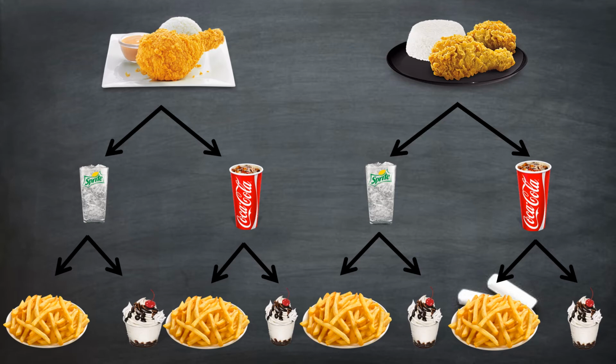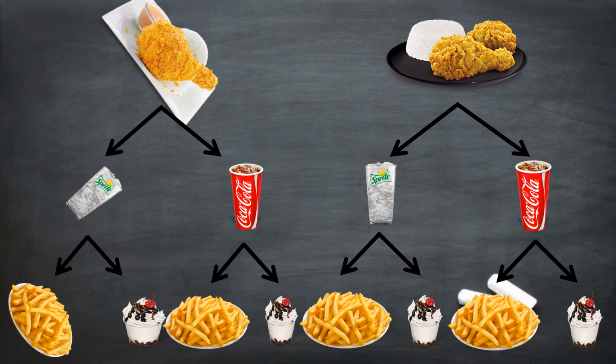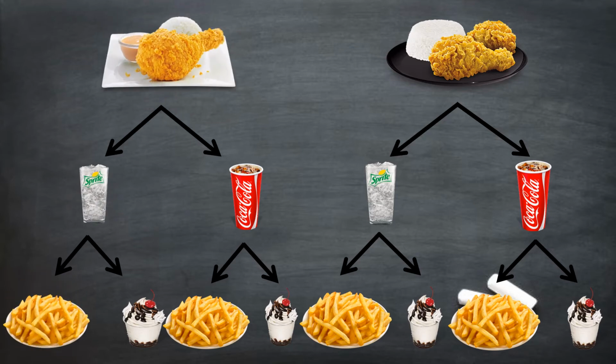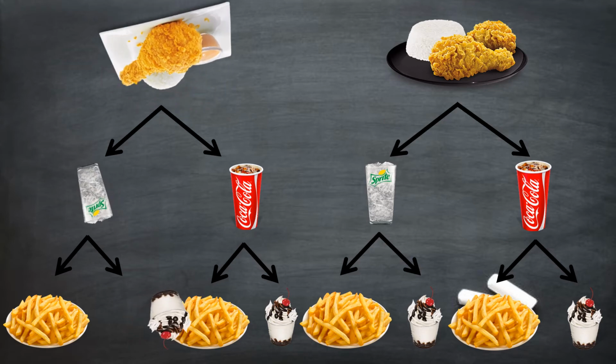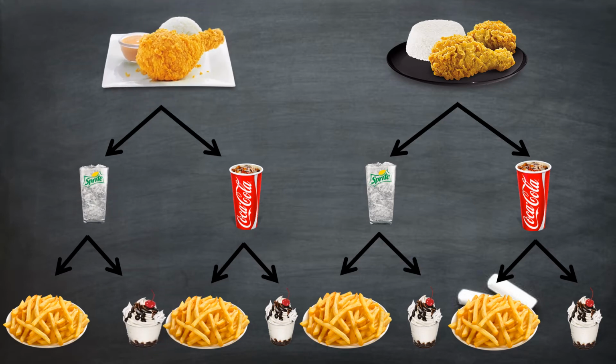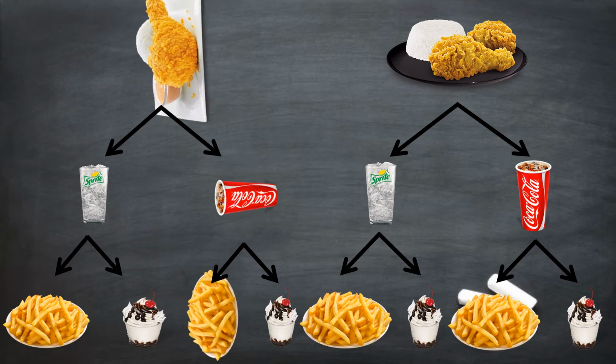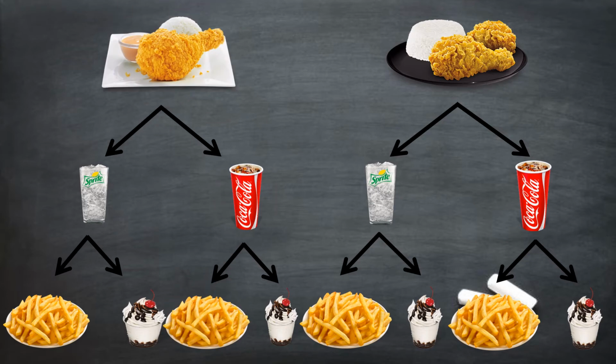So anyway, since we already now have the tree diagram for the given experiment, all we have to do is identify the set of possible combinations for the outcomes given this experiment. The first outcome is the set of one-piece chicken, Sprite, and French fries. Second, one-piece chicken, Sprite, and ice cream. Third, one-piece chicken, Coke, and French fries. Fourth, one-piece chicken, Coke, and then ice cream.